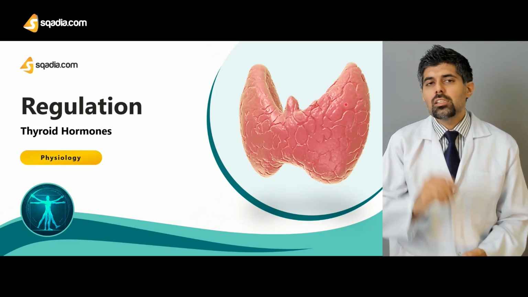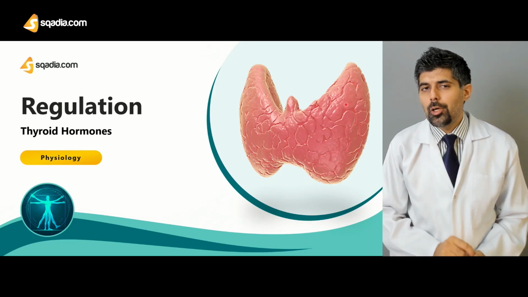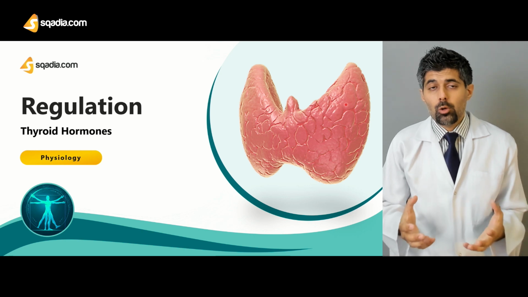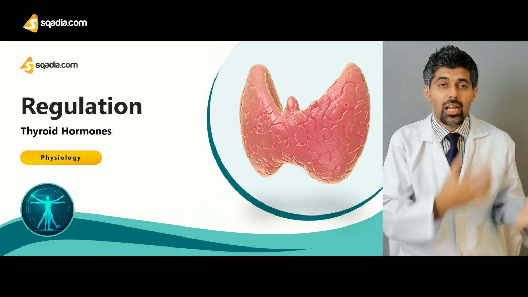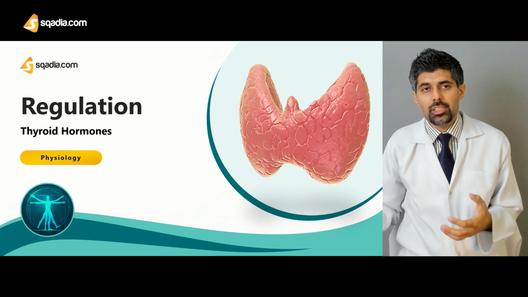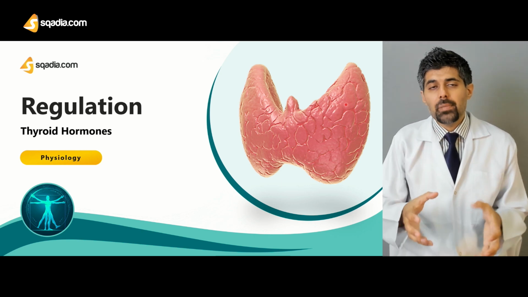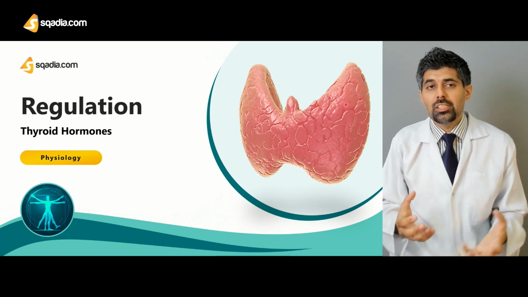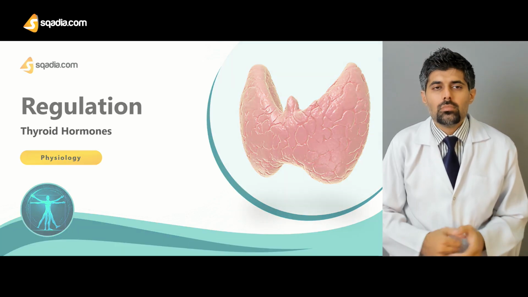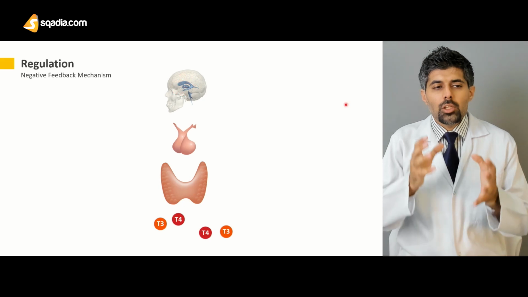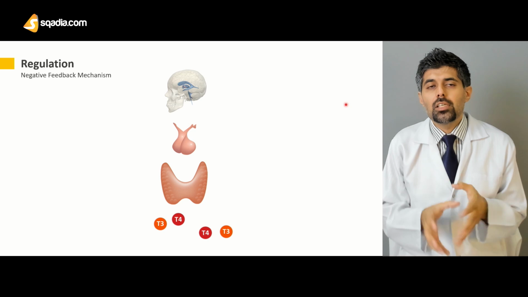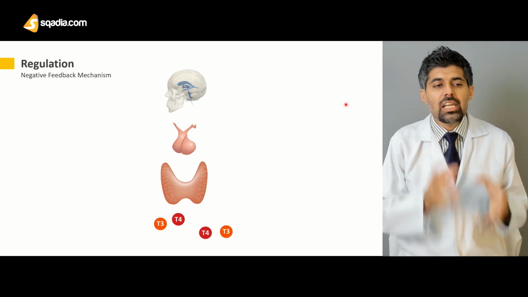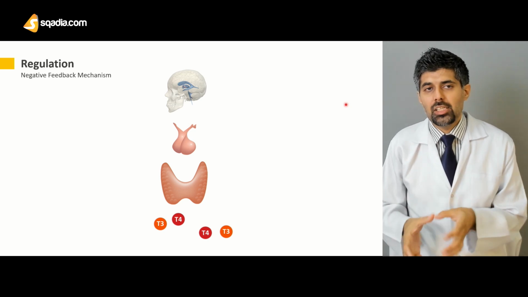Let's discuss the regulation of the thyroid hormones: how they're regulated, what are the different processes which both help it and go against it, and what is the base mechanism through which it is regulated. So, the regulation of the thyroid hormones is done by what is known as the negative feedback mechanism.